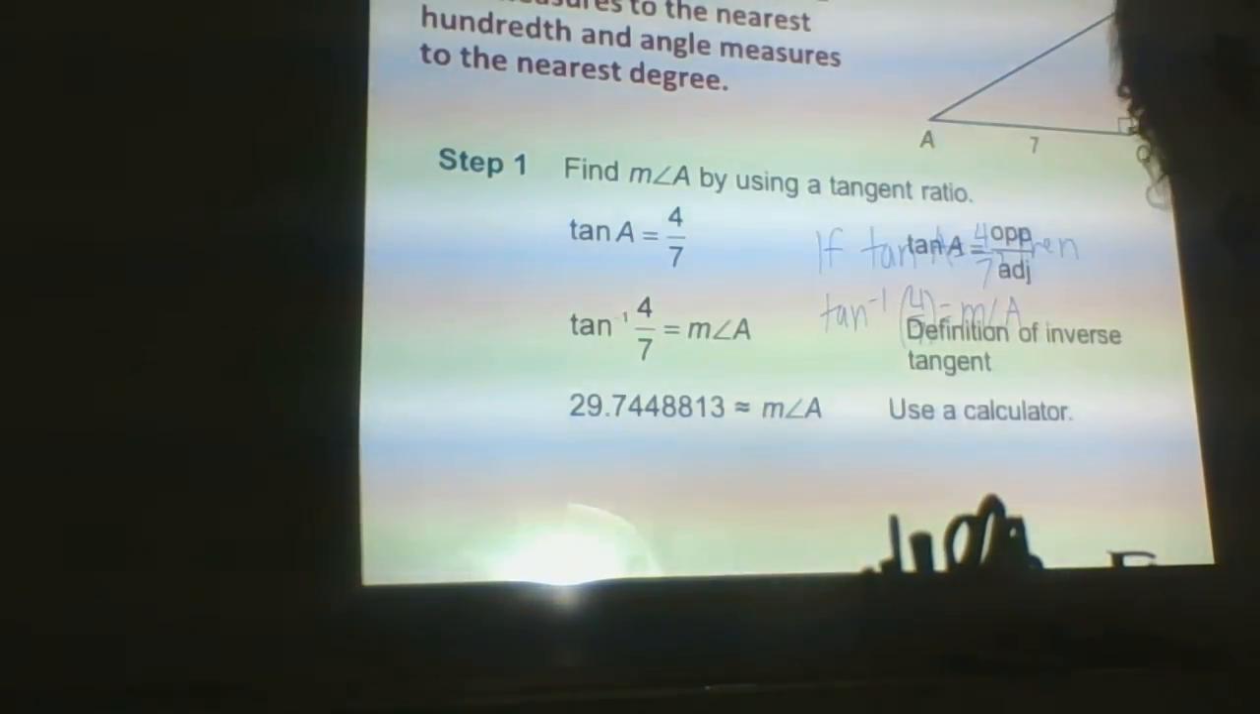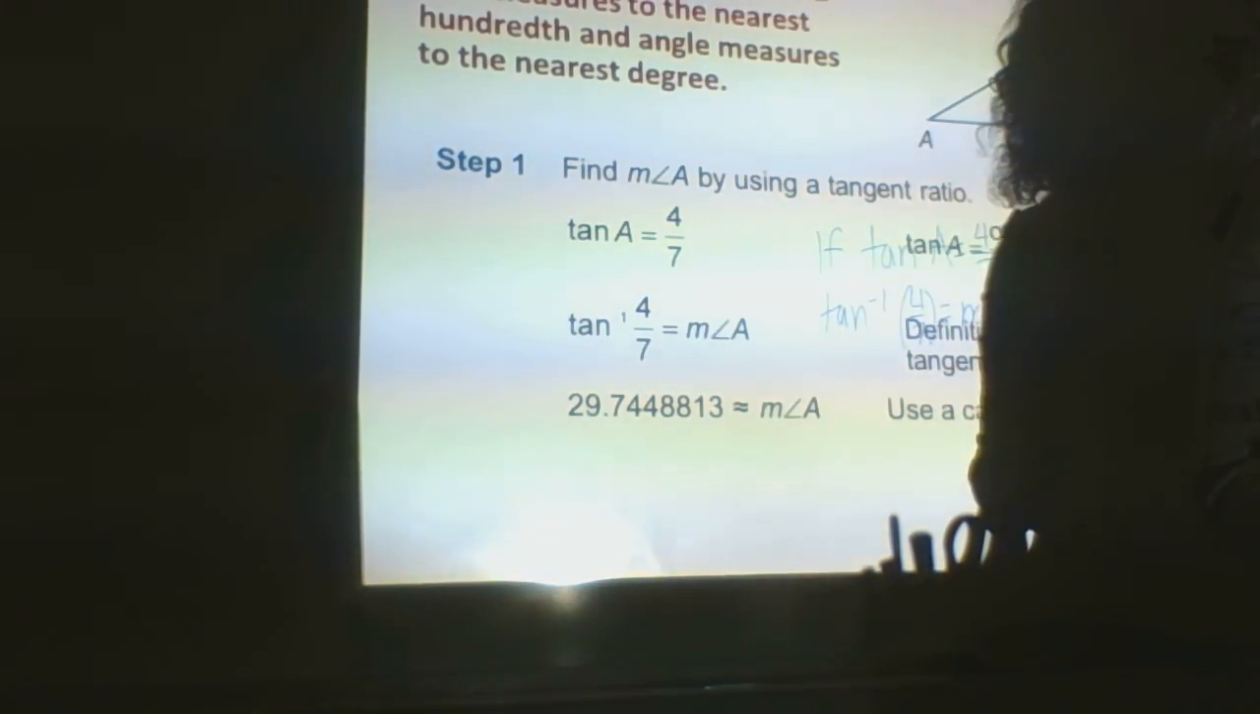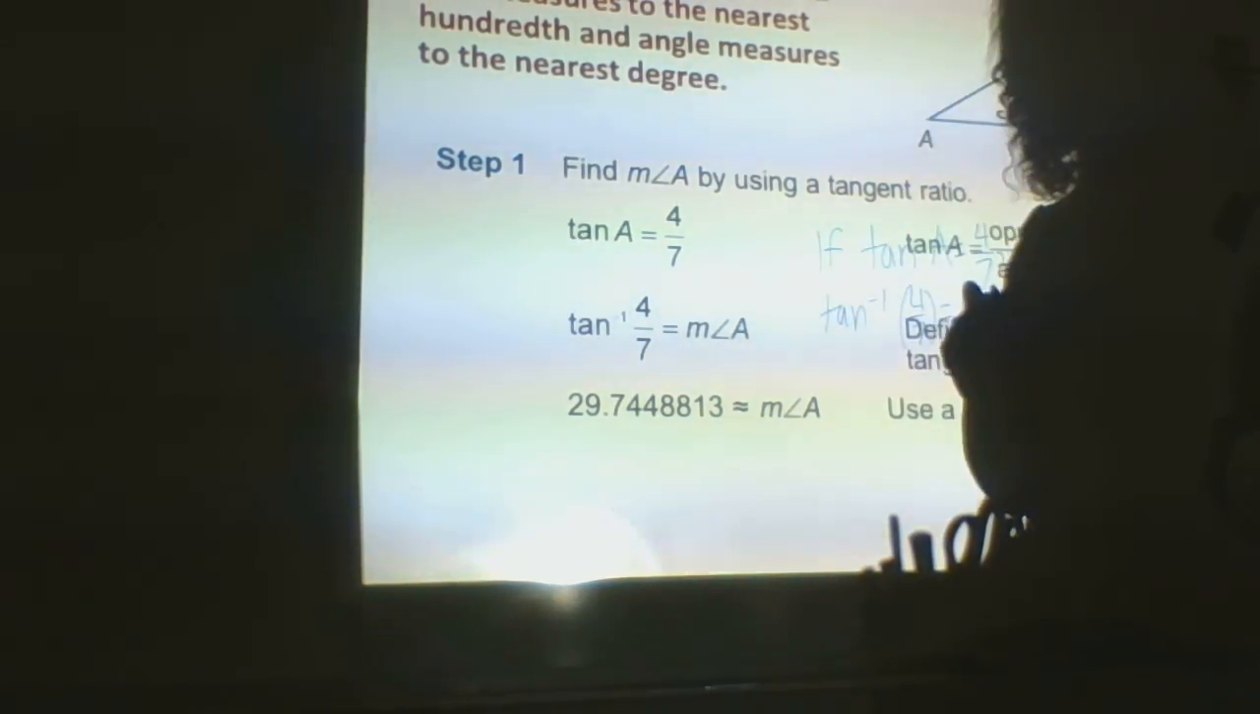Do you have questions? So this time, what I want us to do is look at our sheet that we have, and let's look at the odd numbers. The odd numbers. Turn on the lights for me.